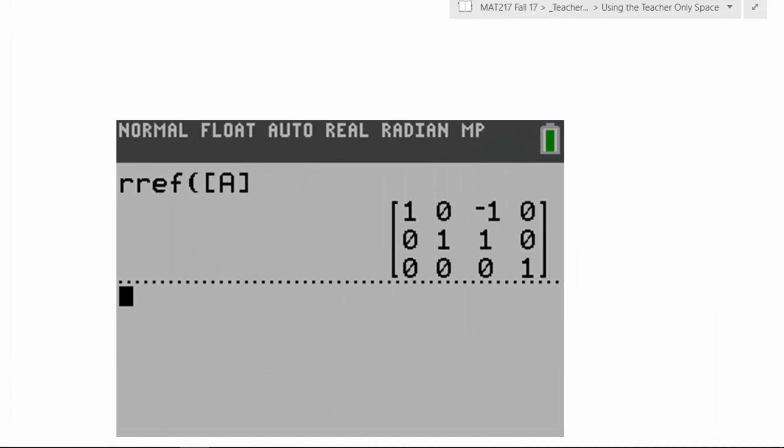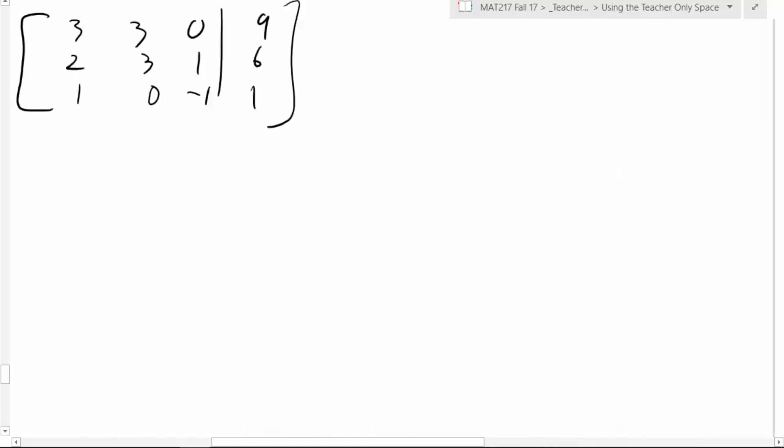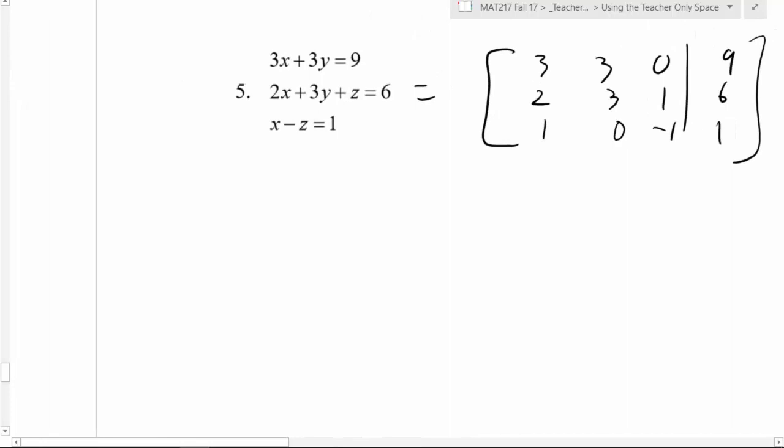What does this mean? Well, again, the top row was X, Y, Z, equal sign. There was our equal sign. So it's going to be X minus Z equals 0, Y plus Z equals 0, and 0 equals 1. If you remember, this kind of looks like infinitely many solutions, but if you remember from the last video, no. Right here we have a false statement, so therefore this tells us that there are no solutions. Okay, so I just want to remind you of the interesting cases. They turn out to be really important.